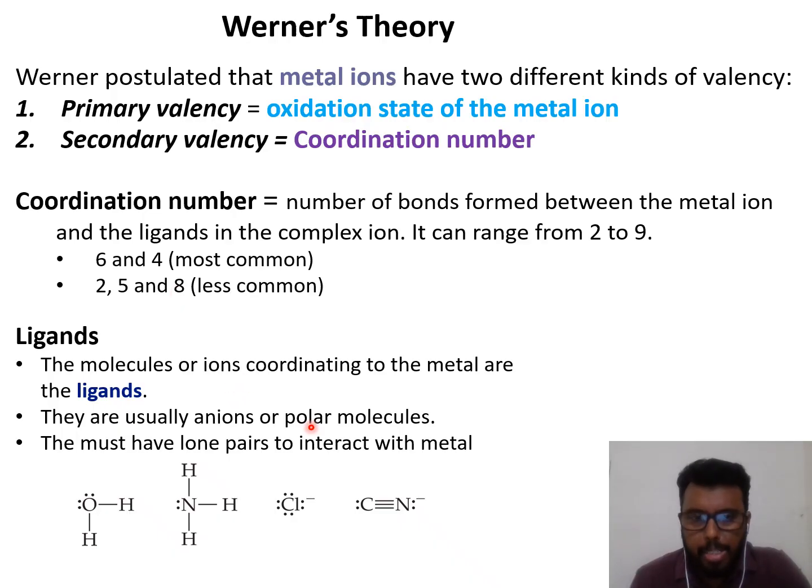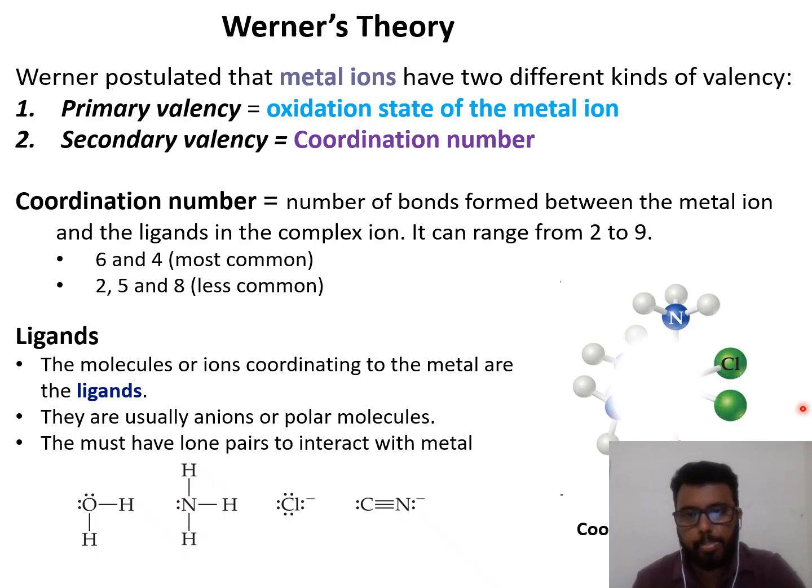Okay, ligands: we have already seen the explanation and definitions. They are molecules or ions coordinating to the metal, so I don't want to repeat the same thing. They are usually anions or polar molecules, and they tend to interact with the metal ions. For example, in water, the oxygen atom has a lone pair of electrons which will be donated to the metal ion. Similarly, nitrogen will have one lone pair which will be donated to the metal ion, and chloride ion and cyanide also have lone pair electrons. This is how a coordination complex of cobalt has been formed.